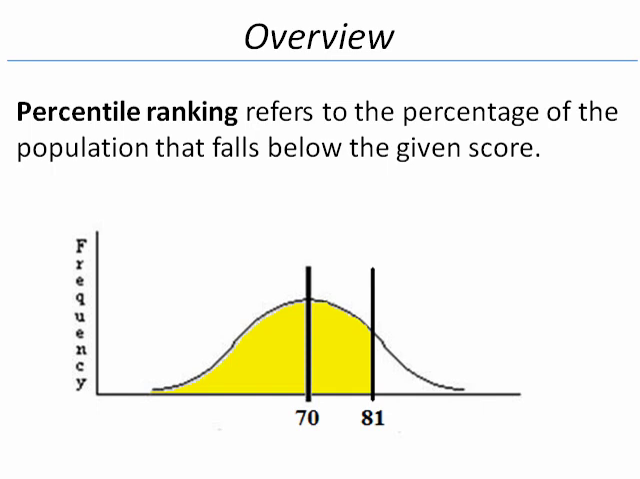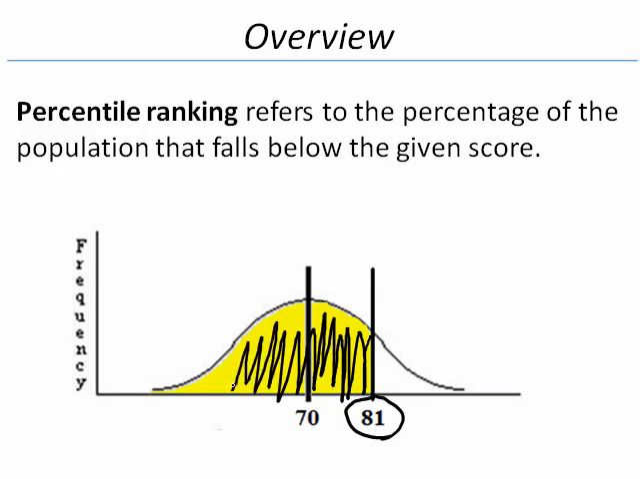Working on a percentile ranking problem, it's important to remember that percentile ranking refers to the percentage of the population that falls below the given score. In this case, the population represents those people who took the exam. The score that we're interested in is the 81. Our percentile ranking is the percentage of those people who scored below an 81.